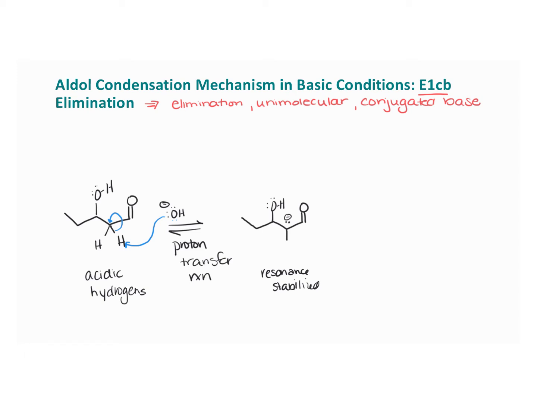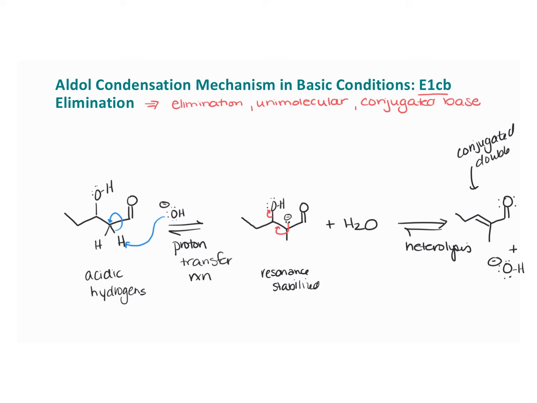Then what we see in the next step is going to be a heterolysis. So we've produced the water, and we are going to have heterolysis where these electrons go here to form a double bond and it bumps off this OH molecule. And so through this, what we get is conjugated double bonds. And I want to remind you, conjugated double bonds are double bonds where it's like double bond, single bond, double bond.